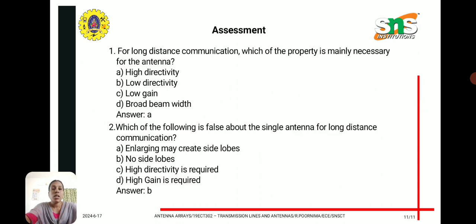Assessment. First question: for long distance communication, which property is mainly necessary for the antenna? The options are high directivity, low directivity, low gain, broad beam width. The answer is high directivity, option A.